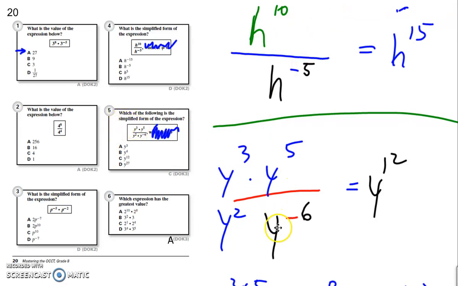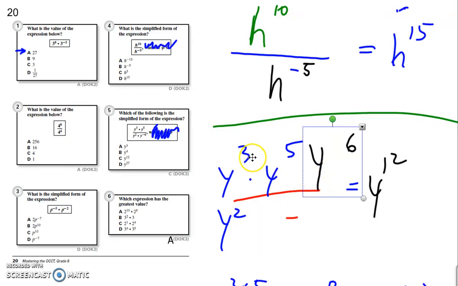Same thing in number 5. Move that negative 6 to the other side. Now it becomes positive. So we have 3, and 5 is 8, and 6 is 14. And then we're dividing by 2y's, so we cancel 2 of those out, and we're left with 12. All right.